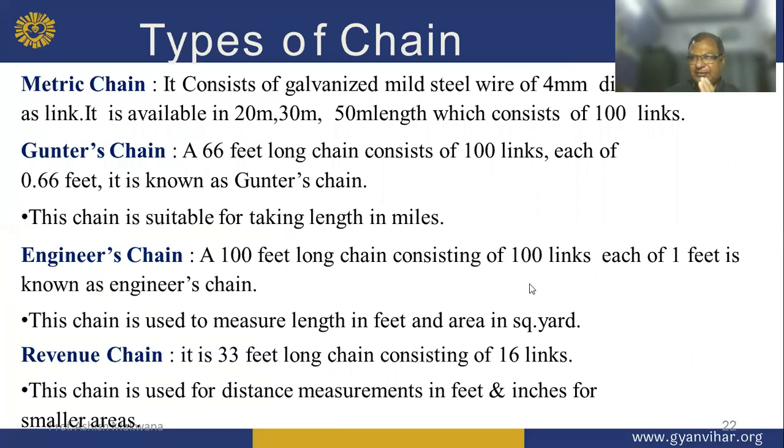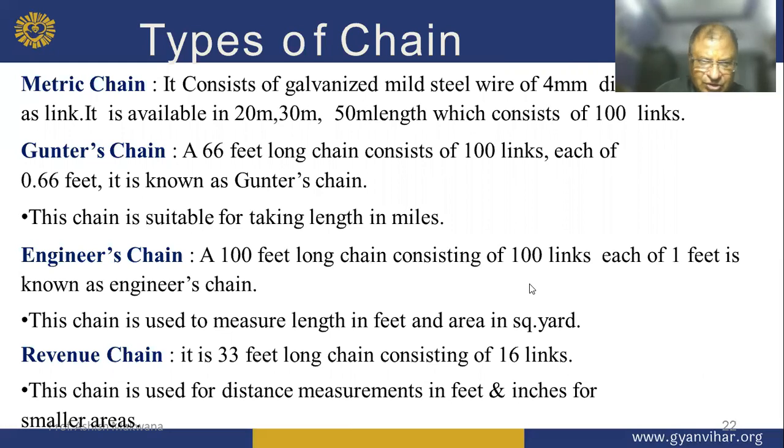Now, metric chain. It consists of galvanized mild steel wire of 4 mm diameter, known as the link. It is available in 20 meter and 30 meter length, which consists of 100 links.